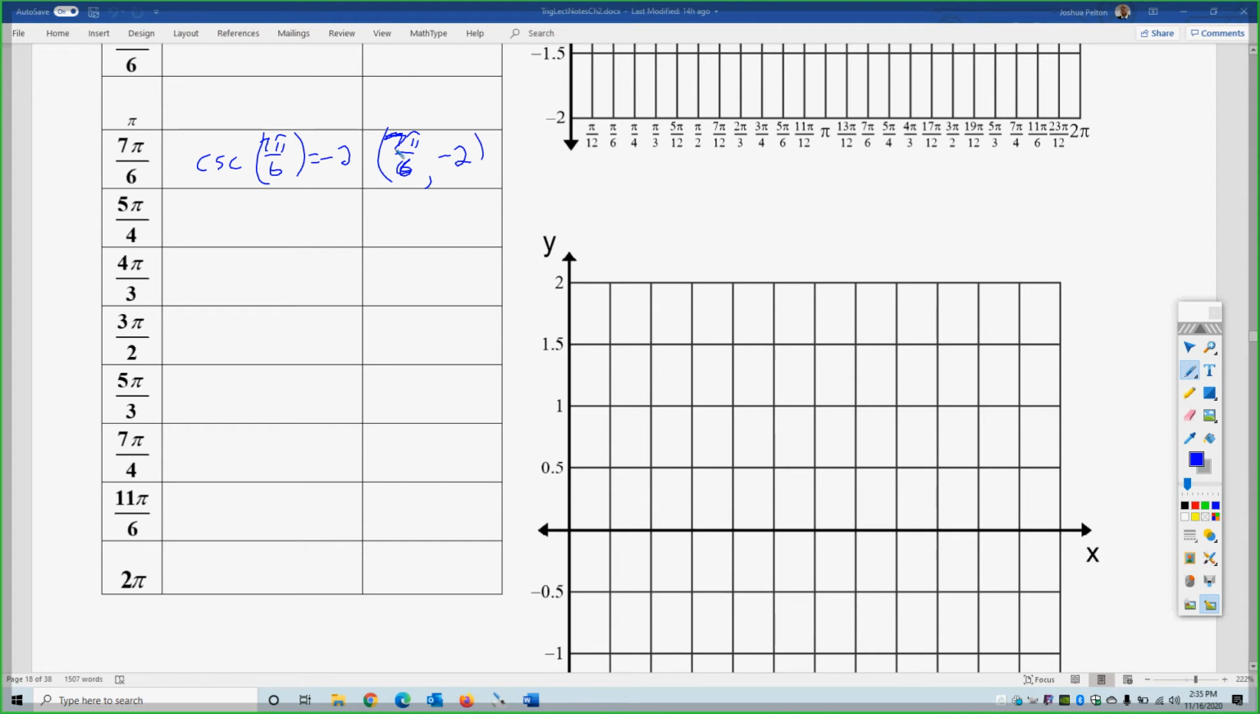Okay. At 5 pi over 4, that's going to be the 2 over root 2, but now I'm negative since I'm in the third quadrant. So 5 pi over 4 is negative 2 over root 2. Let me change that 7 pi over 6, make it a little bit neater.